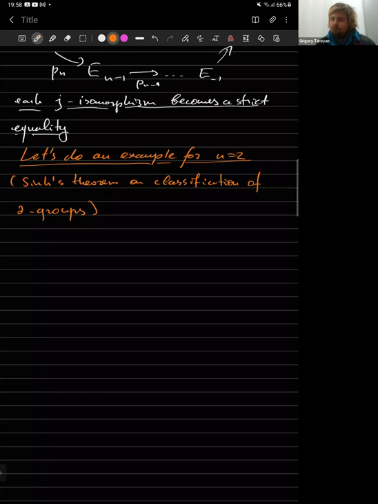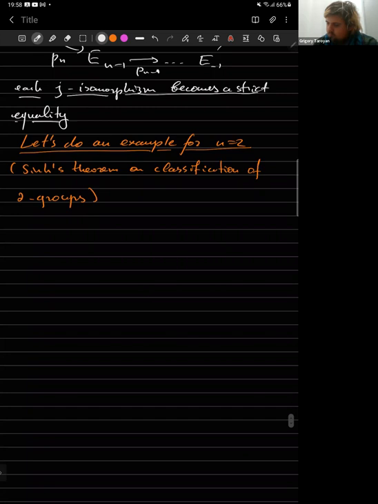Okay. So once again, we restrict ourselves to the connected case, but it doesn't really matter because otherwise we'll just have to do the work n times instead of one time. Classify connected two-groupoids.